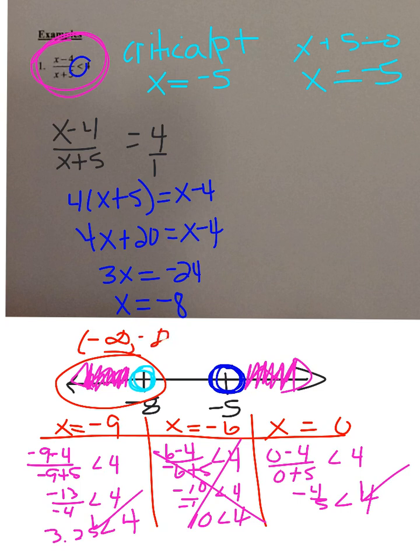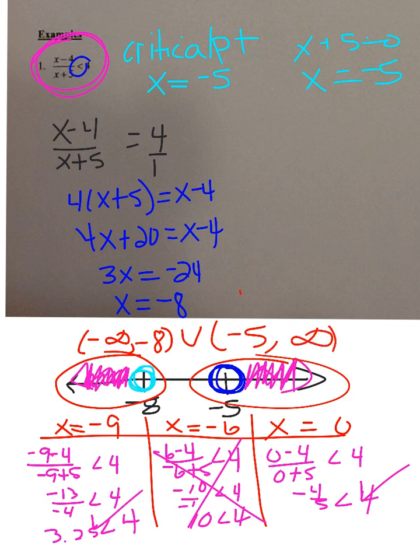And that's an 8, even though it doesn't look like an 8. So -8, parentheses, union, because then we need this side over here, -5 to +infinity. Okay, so let's flip it over and take a look at what's on the back.